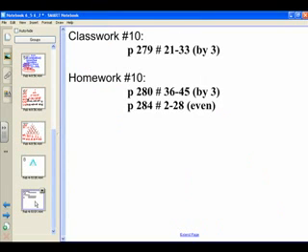Your homework. So classwork today is actually section 6.5 practice. It's back to section 6.5. It's like stuff you did last night. Factoring. So number 21 through 33 by 3. It shouldn't take you very long. In fact, you should get that all done.